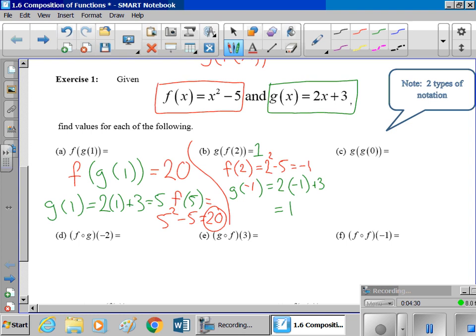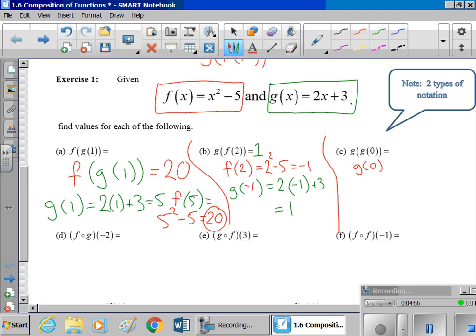All right, moving on to C. Remember, at any given time here, if you need to stop and pause and rewind this, do that. Okay, so now this one looks a little confusing. This says g of 0. So again, we're going to start with that g of 0 on the inside of those parentheses.